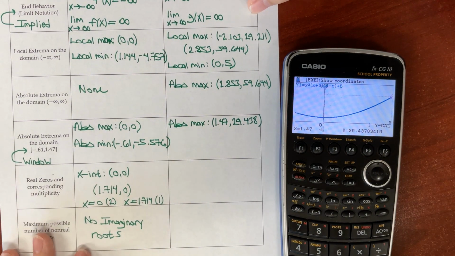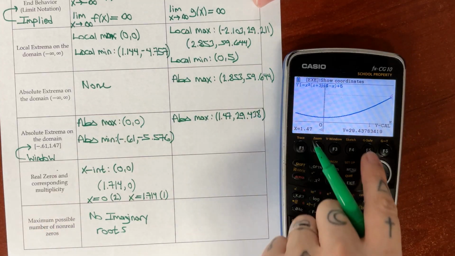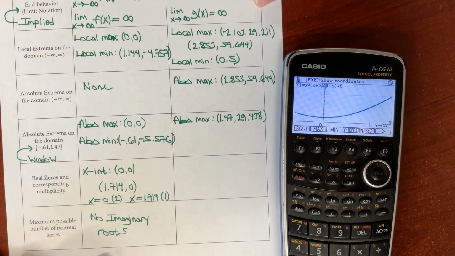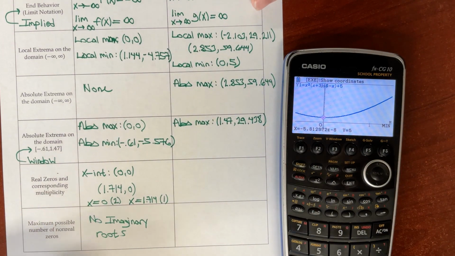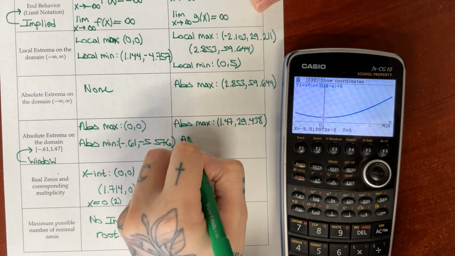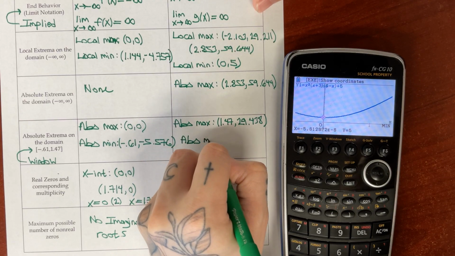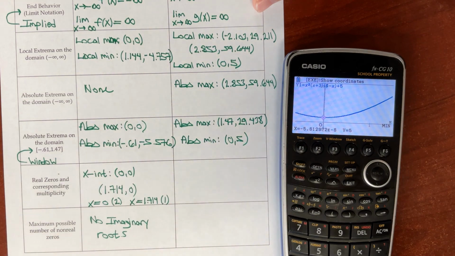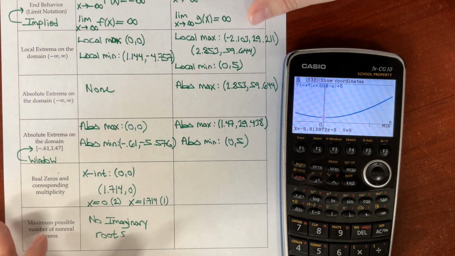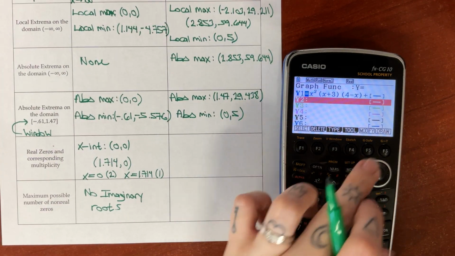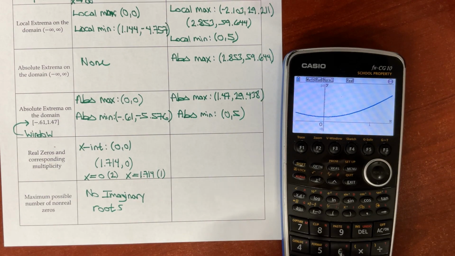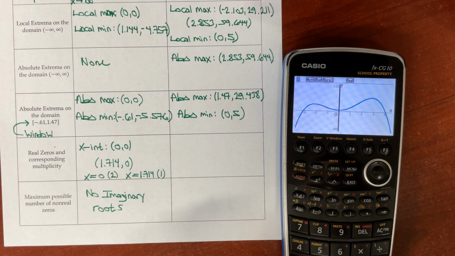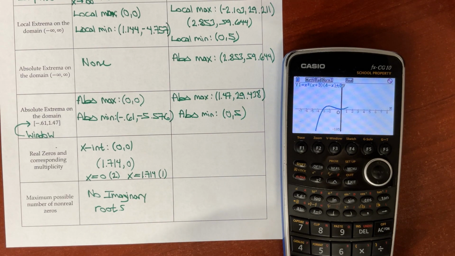All right, so now we need to do our absolute minimum. So G-Solve and then min, which in this case is going to be the y-intercept. So the absolute min is going to be (0, 5). Okay, so now I'm going to zoom back out because now we're going to look at the roots. Honestly, that's good enough. And let's zoom back in.